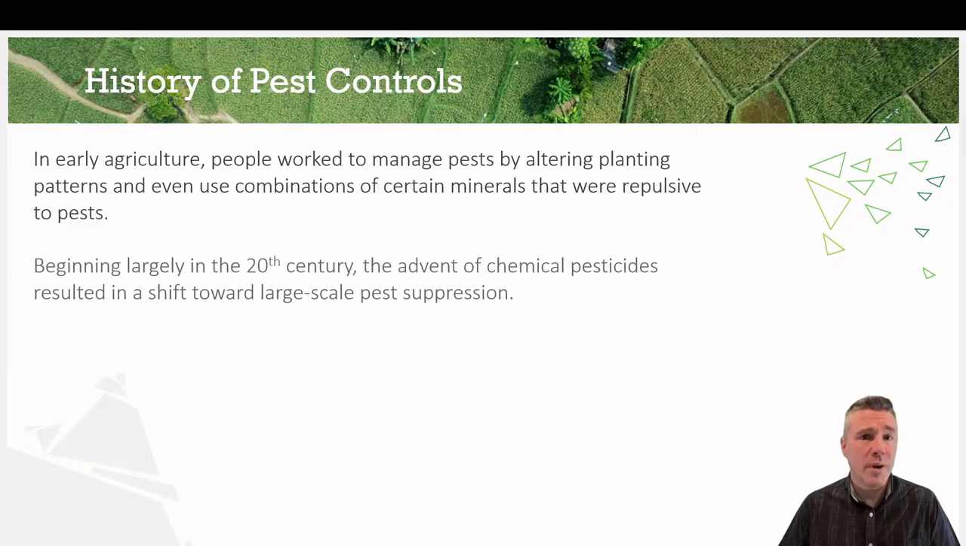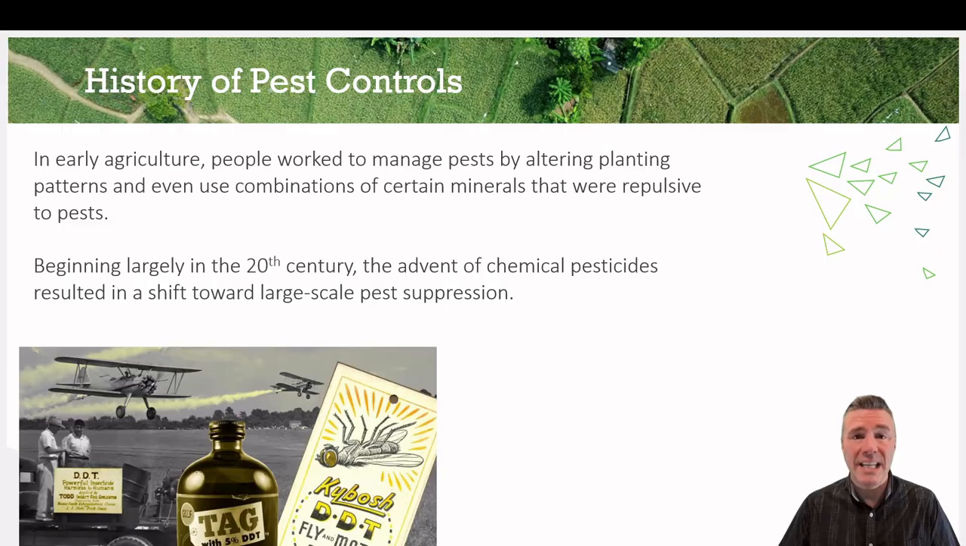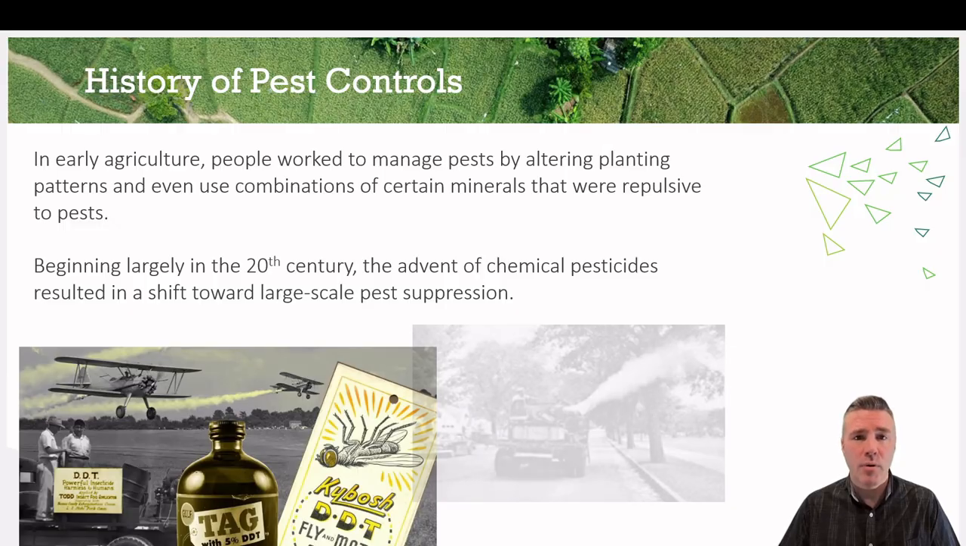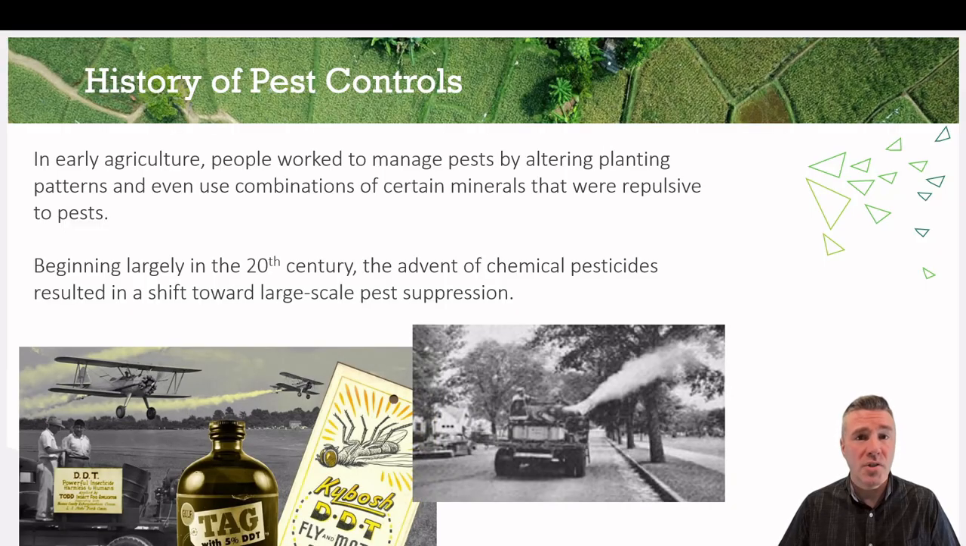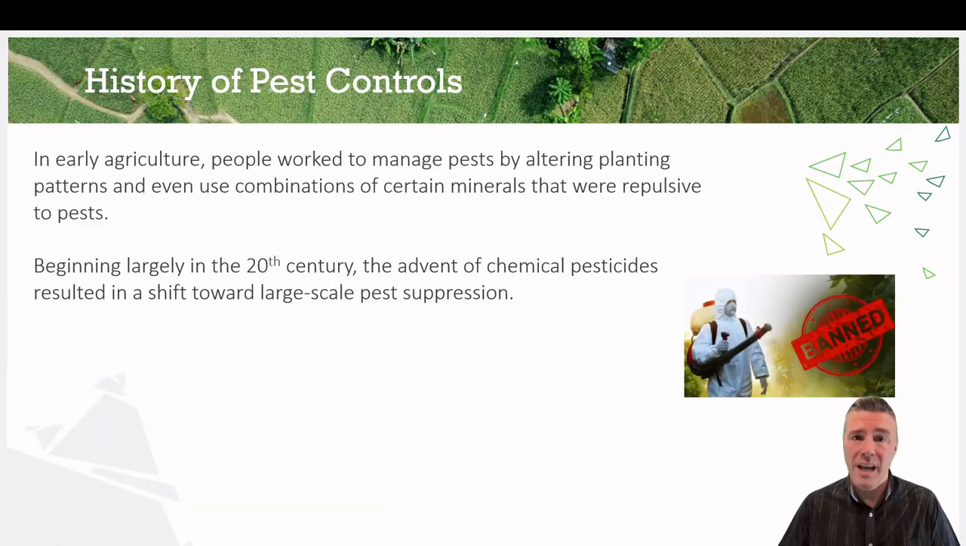Fast forwarding to the 20th century, the development of synthetic pesticides like DDT dramatically changed agriculture by enabling large-scale, long-lasting pest suppression. DDT and other organochlorines became widely used because they stayed active in soils and continued protecting crops for long periods. However, their environmental impacts eventually led to bans and stricter regulations.